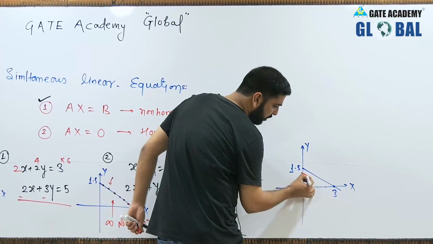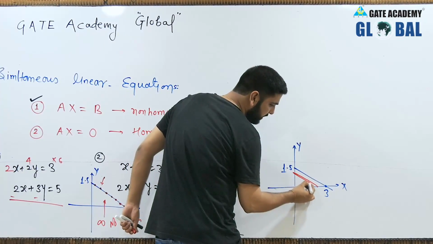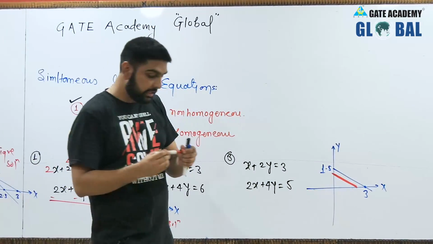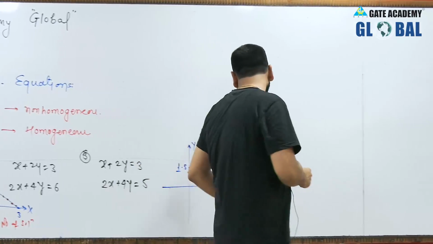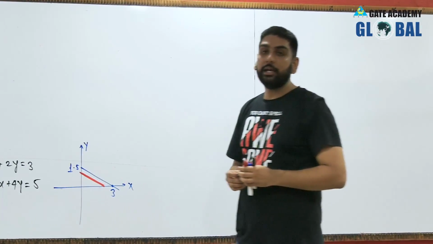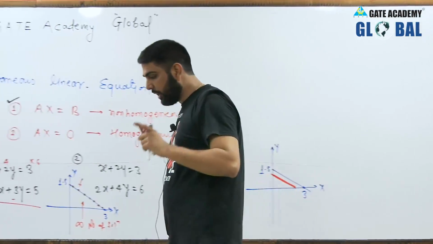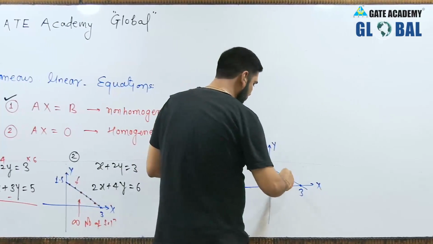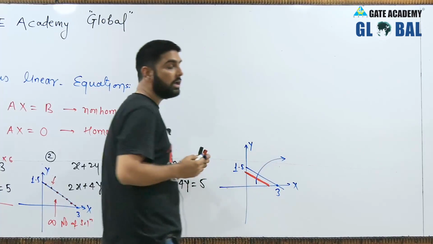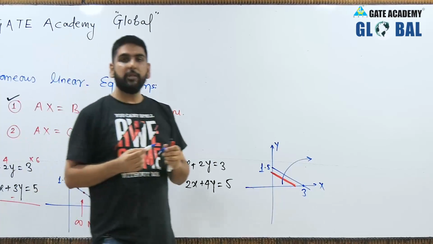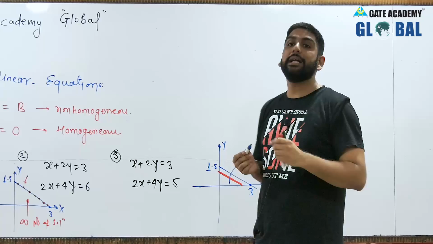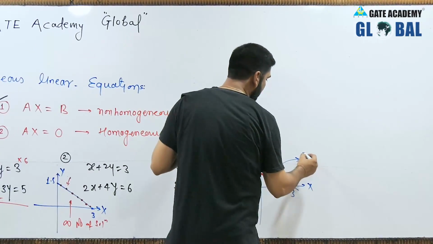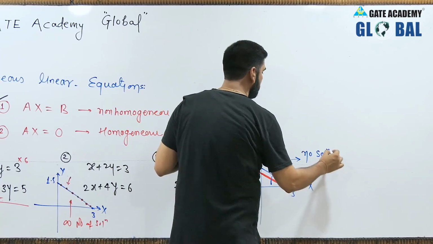If I join these two points, what I get is the parallel line system. See the blue line and red line, both lines are parallel, so there is no intersection point. If there is no intersection point, there is no point solution, and we call it a parallel system. In the 9th class we have the theorem that two parallel lines intersect at infinity, that means two parallel lines are not intersecting each other, so here we have no solution.